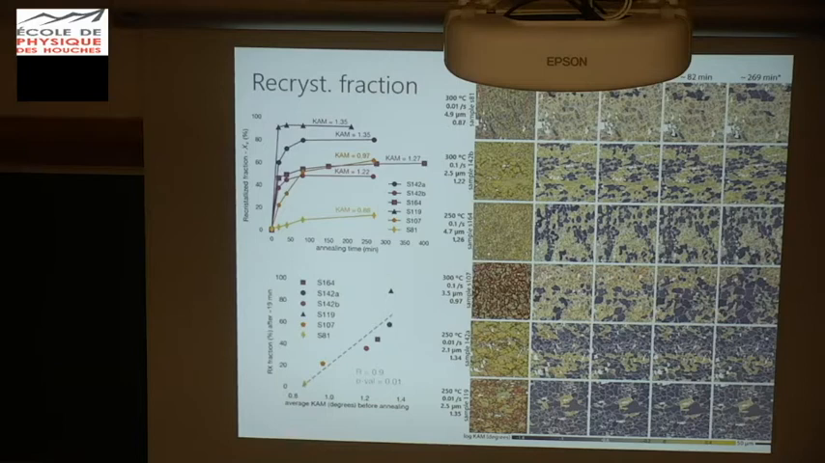So three features stand out in this plot. The first one is that all the samples have recrystallized fraction paths over time that are very distinctive. The second feature is that at least half of the samples reach a plateau, which means that the recrystallization process exhausted before completion. And the third feature is that there is a strong correlation between the initial, or pre-annealed, kernel average misorientation of the samples and the attained recrystallized fraction at some specific time.